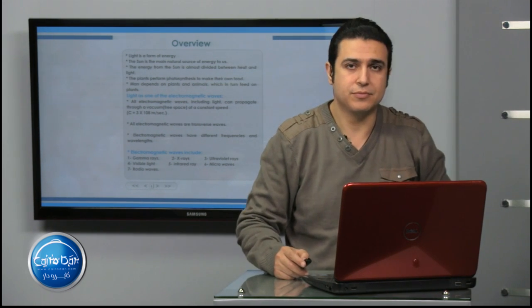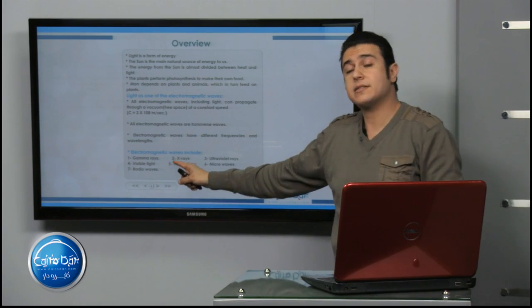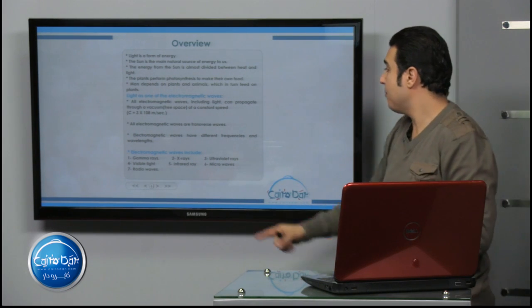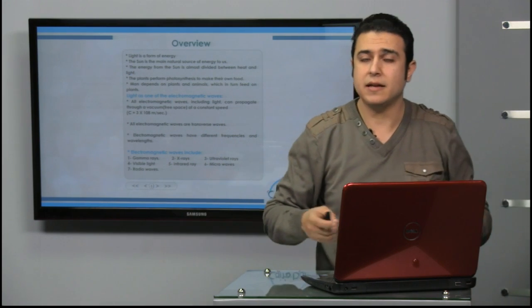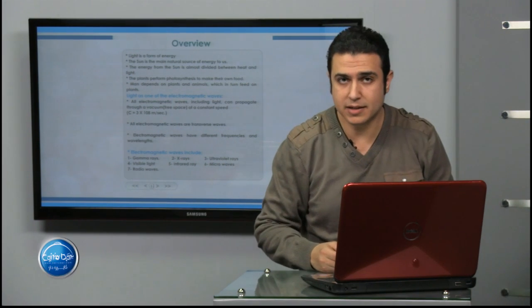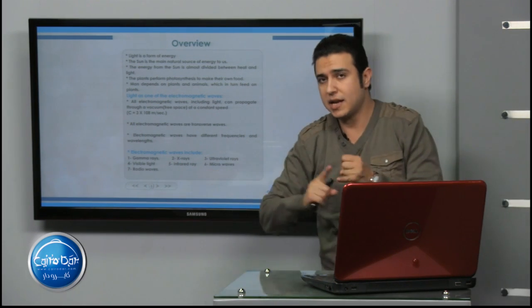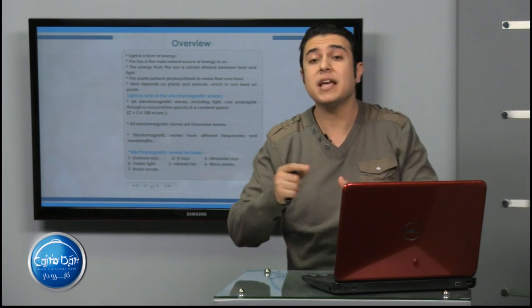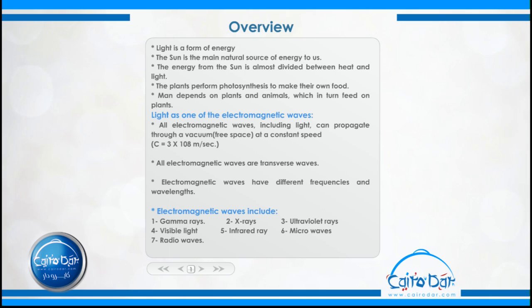per second. From the electromagnetic waves: gamma rays, X-rays, ultraviolet, infrared, visible light, microwaves, and radio waves. These are examples of electromagnetic waves. These electromagnetic waves include these 7 waves, which are gamma rays, X-rays, ultraviolet rays, visible light, microwaves, infrared rays, and radio waves. That's for these points.